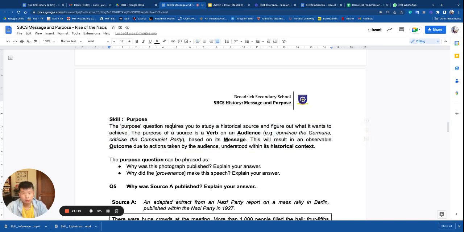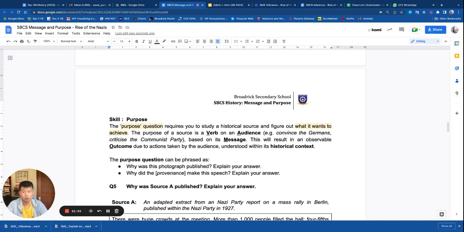The purpose question wants you to study a historical source and figure out what the source wants to achieve. So what the source wants to achieve, that is the purpose. Which means that there are actually components to a purpose question. Because when the source wants to achieve something, for example, imagine a source that wanted to achieve world peace. To get world peace, you need countries to stop fighting. Countries is an audience, stop fighting is an action.